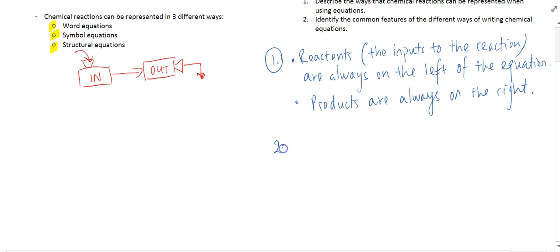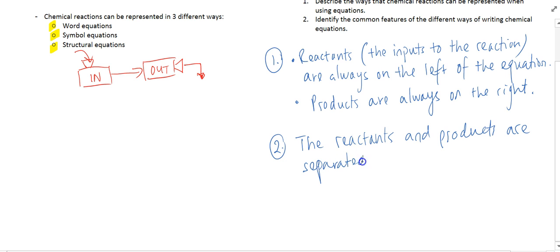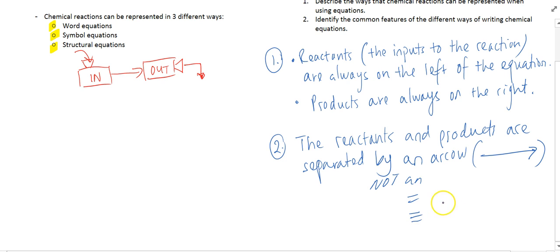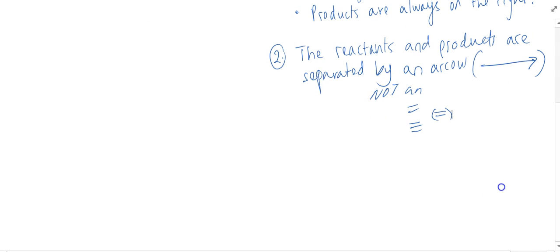The second is that the reactants and products are separated by an arrow. And an arrow that points from left to right. Let's be clear on that, it's an arrow. I should say not an equal sign, not an equivalent sign, none of these things, okay? Just a clear left to right arrow.